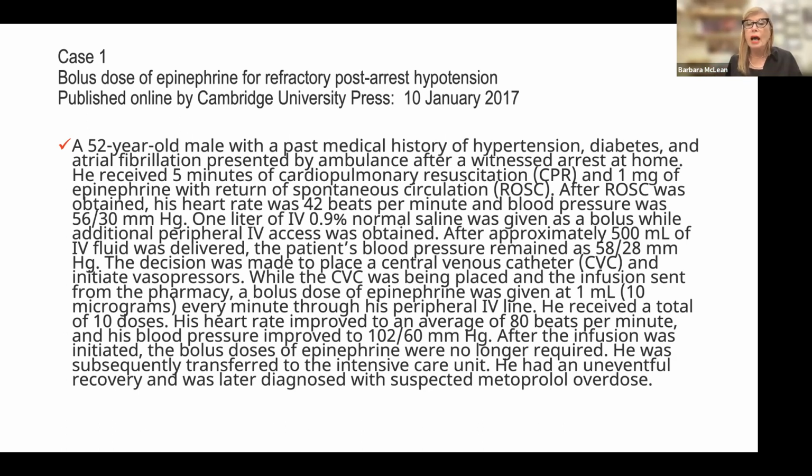He goes off to the ICU, has an uneventful recovery, and later he was diagnosed as having a suspected metoprolol overdose. So he had a lot of beta block on board, and you overcame that with the continuous drip and with the bolus dosing of epinephrine. So epinephrine is the choice in somebody who is hypotensive and bradycardic.